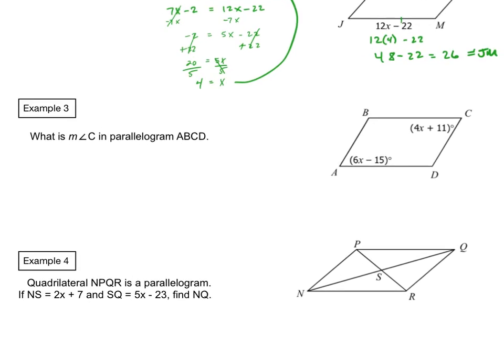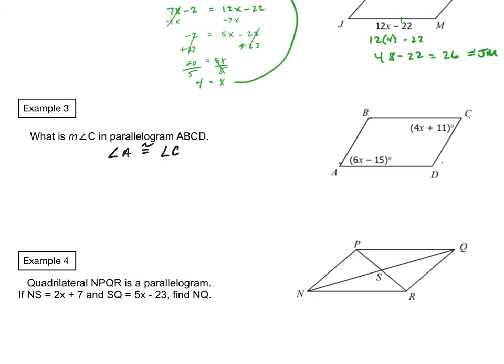What is the measurement of angle C in parallelogram ABCD? Well, we know that in parallelogram ABCD, we have opposite angles A and C. For a parallelogram, opposite angles are going to be congruent, which means they're going to be equal. So I know that angle A should be congruent to angle C in order for it to be a parallelogram.